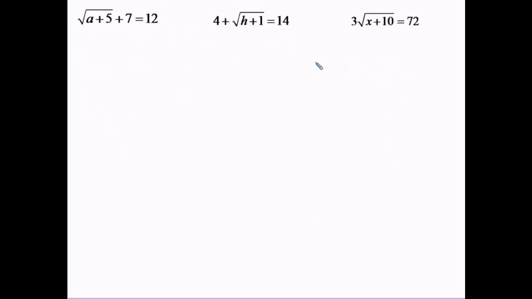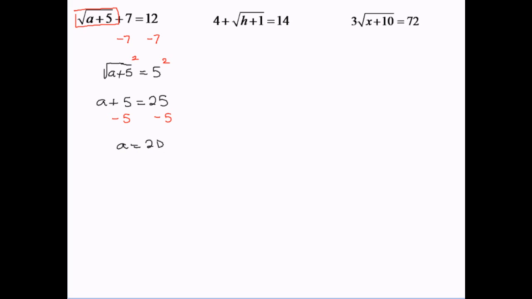Sometimes we have a combination. When we look at this, we've got the radicand, and then 7 is being added to it. So we need to subtract 7 away first to get that radical by itself. Then we can square both sides. So I get a plus 5 is equal to 25. Subtract 5 from both sides, and you get that a is equal to 20.